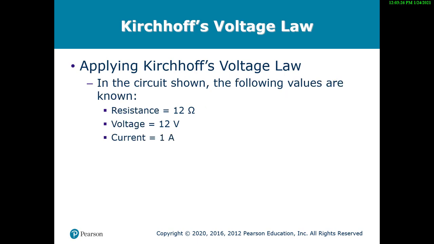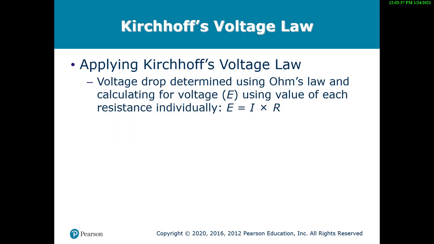Our total resistance is 12 ohms. Our total voltage is 12 volts. And our current is 1 ampere. Since we know this, what we can do now is determine what each load, or what each bulb, is dropping, once again using Ohm's law. We would multiply the resistance times the amperage.